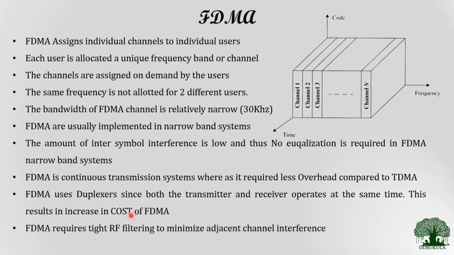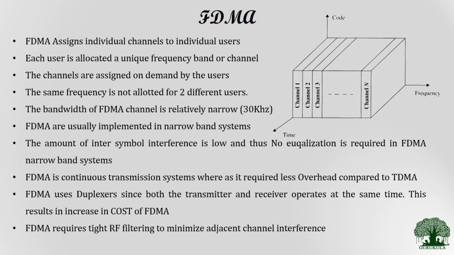FDMA requires tight RF filtering to minimize adjacent channel interference, and it is understood that the guard band has to be proper between channel 1 and channel 2. If there is no proper separation, or no proper guard band is allocated between channel 1 and channel 2, then definitely that will lead to interference between them, and that interference is what we call adjacent channel interference. So the guard band has to be allocated very properly, which demands tight RF filtering.